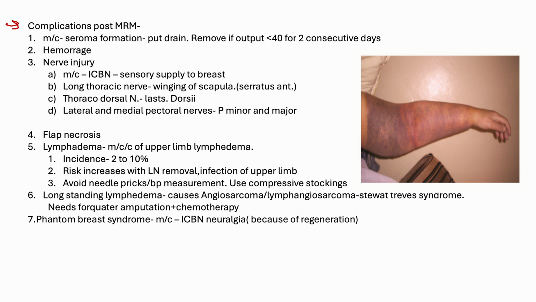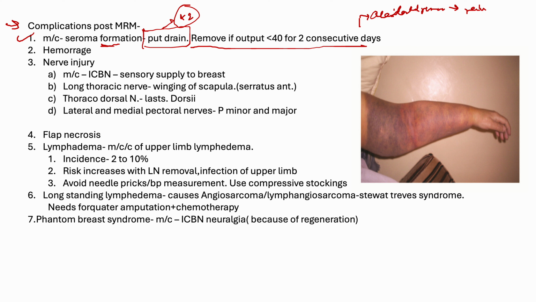What are the complications post modified radical mastectomy? The number one and most common complication is seroma formation, that is fluid accumulation beneath the flaps. For this, usually during the OT procedure, we put drains, usually 2 drains, mostly a Romovac drain, right? And we remove the drains if the output is less than 40 ml for 2 consecutive days. Important thing to remember, if there is accidental removal, then we don't usually reinsert it.